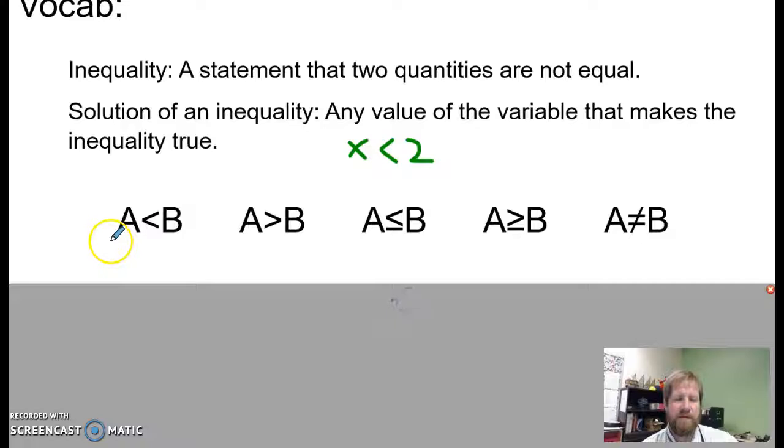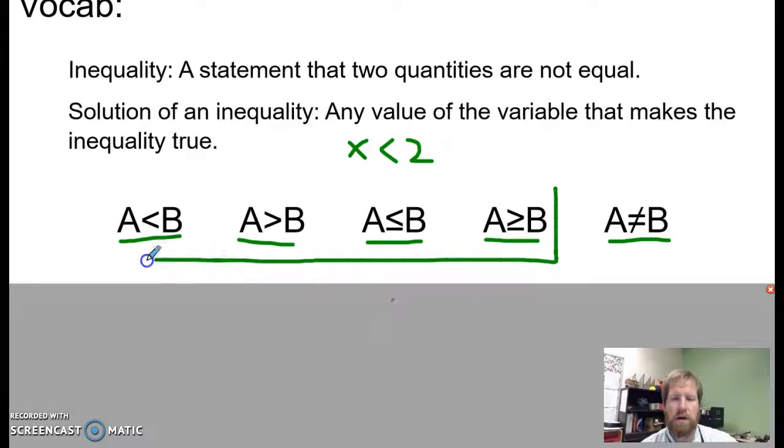We have 5 different types of inequalities. We have a is less than b, a is greater than b, a is less than or equal to b, a is greater than or equal to b, and then a is not equal to b. We'll be using all 5 of these, but the ones you see the most are going to be these 4. We don't use a not equal to b that often.